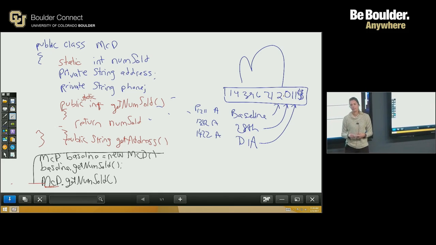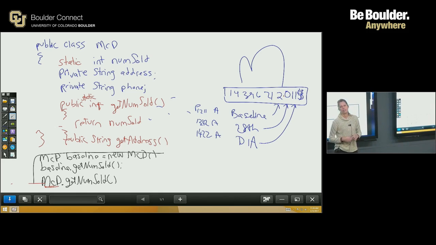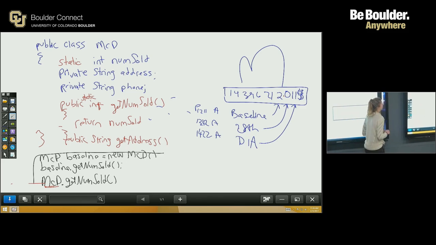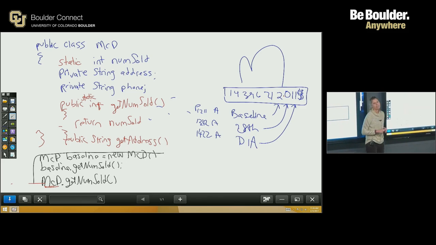Can a static variable be used in a non-static method? Yes. Because any instance has access to the static variable. The static method can only access the static variables because you might be going through the class name and there is no instance in memory for that stuff.